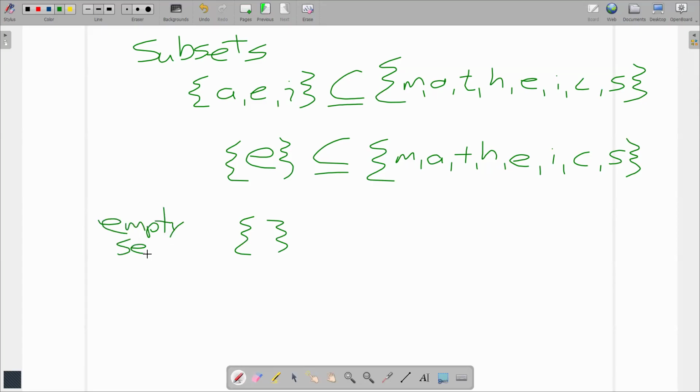I like to draw it as an empty set of brackets. Sometimes it looks like a 0 or an O with a big line through it like that. Either of these is the empty set. And this is a weird but important thing about set theory: the empty set is always a subset of any set.